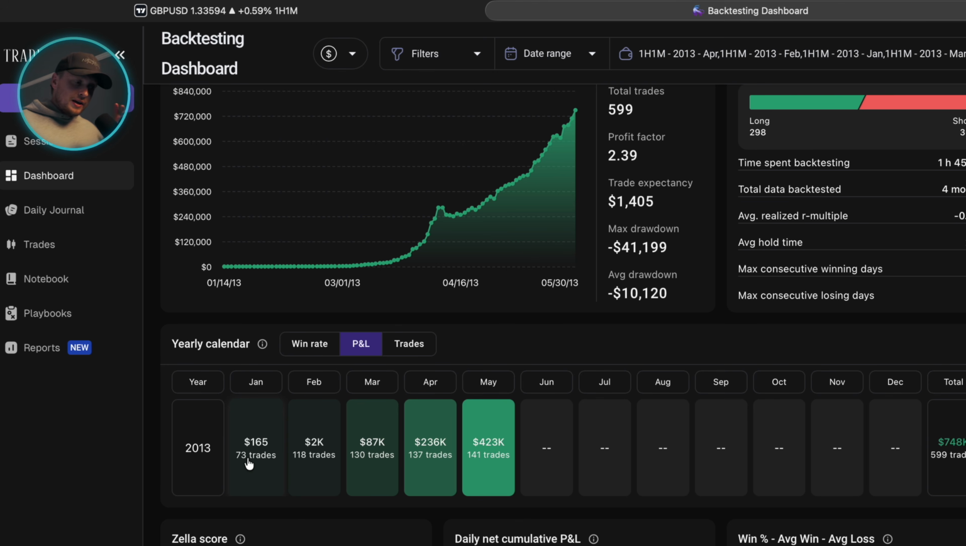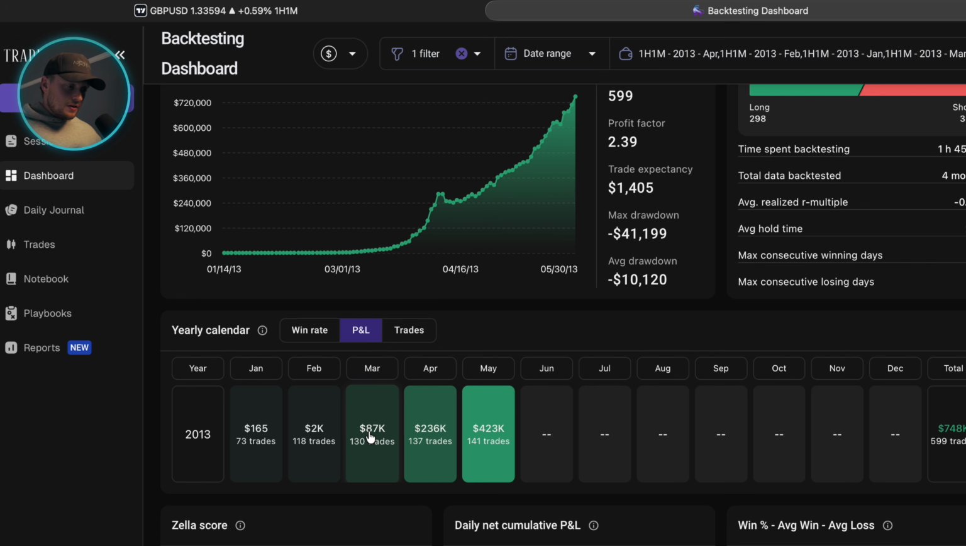But on TradeZella, we can only go back to, I think it was the 14th of January, which means that we only had a chance to take 73 trades. We made $165 on our $100. Then obviously as the account grows, the risk and reward does too. So then in February, we took 118 trades and we made 2,000.